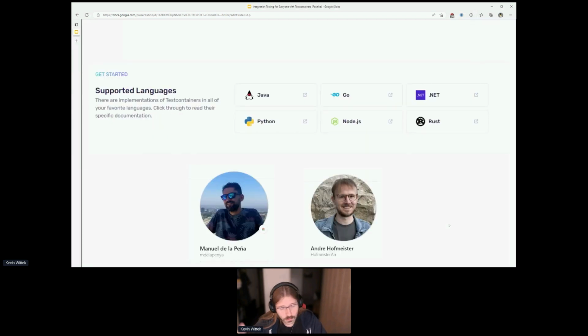But if you are not in Java, we also provide support for other languages, which is increasingly getting better and to the same quality level as the Java one, the same feature set. Most notably, we now have very good support for Go and .NET through those two maintainers here, Manuel and Andre, who also joined AtomicJar as open source maintainers. And then we also have basic support for Python, Node.js, and Rust.